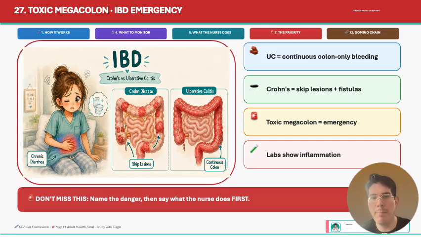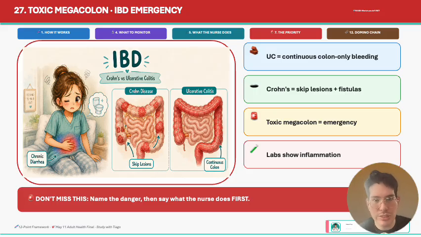So, toxic megacolon is the emergency version I need to connect to IBD, especially severe colitis. The colon becomes massively dilated, right? Inflamed and at risk for perforation. The patient may have abdominal distension, severe pain, fever, tachycardia, dehydration, tenderness, and signs of systemic toxicity. All right, this is not routine diarrhea. This is an unstable colon that can rupture.